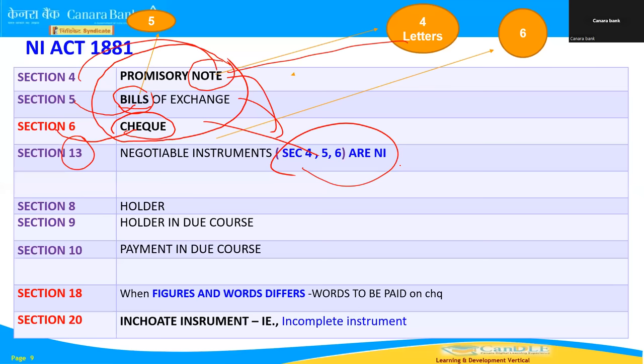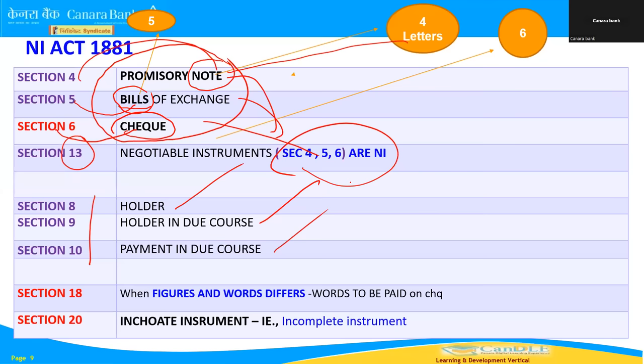Then 8, 9, 10 serial, it will come. Holder in due course, payment in due course. For examination purpose, please remember, you need not understand who is a holder, who is a holder in due course. JAIIB, CMM, both part here. Now only remember the sections. He will ask only section. He will not ask you what is a holder. Holder means the person is holding the check. That from the theory, you will understand. That's why he never asks such questions. He will ask only sections.